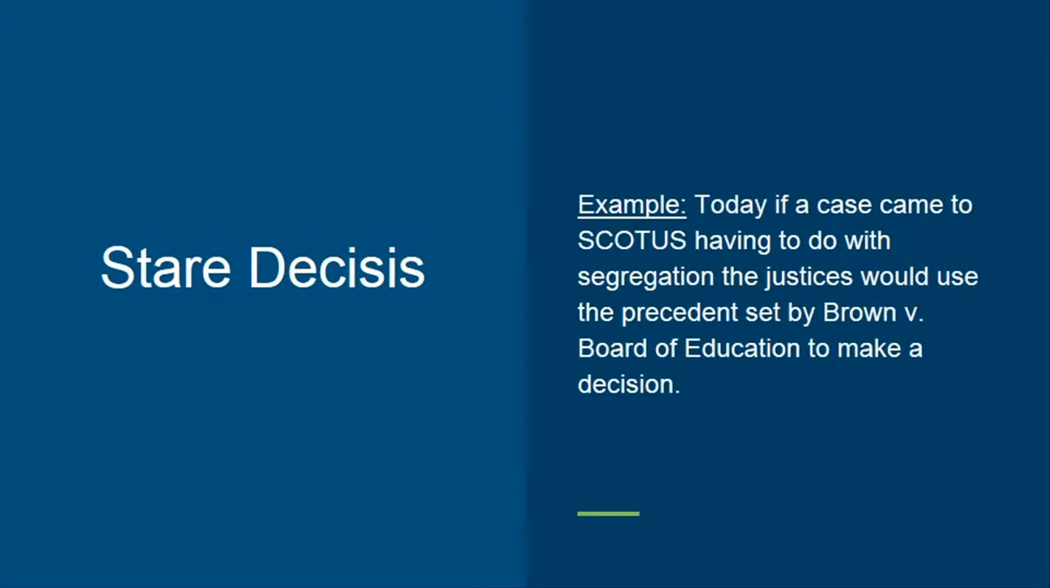Today, if a case was to come to the Supreme Court and has to do with segregation, the justices would use the precedent set by Brown versus the Board of Education to make an informative decision based on precedents.